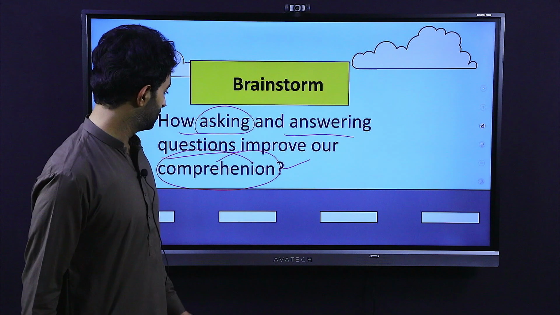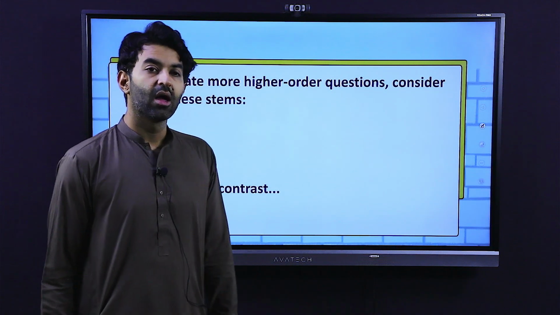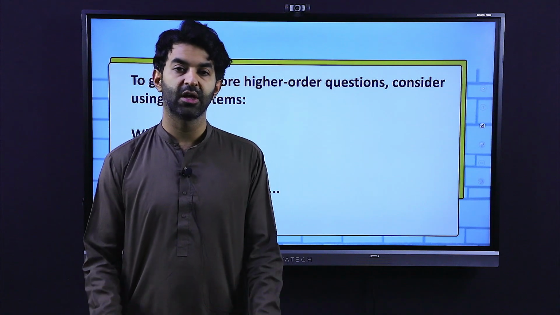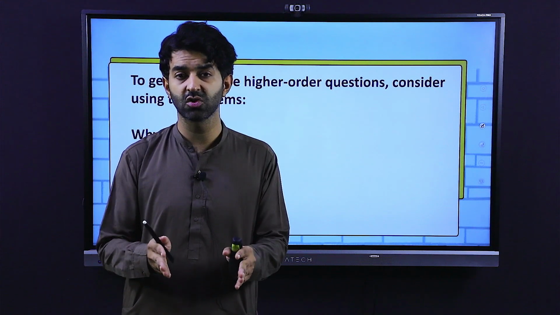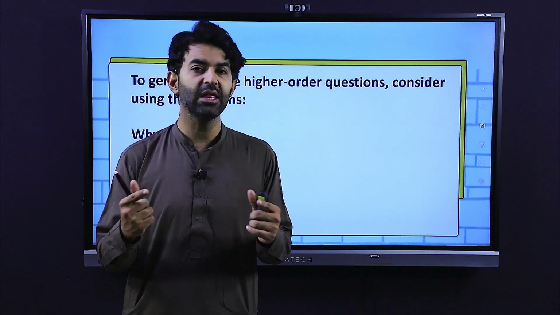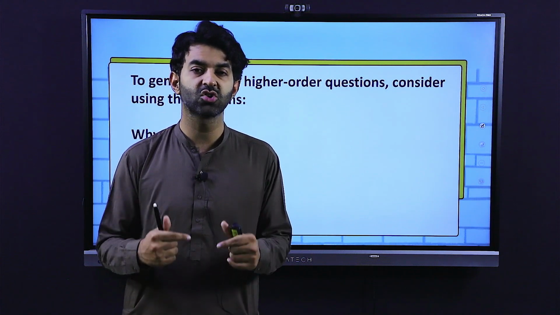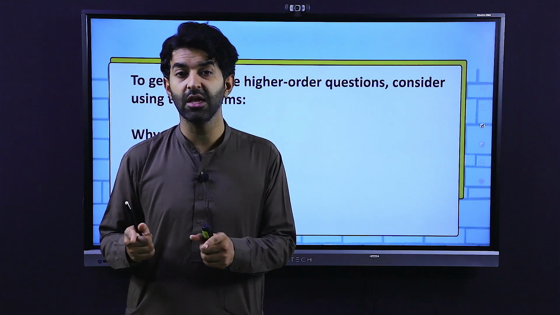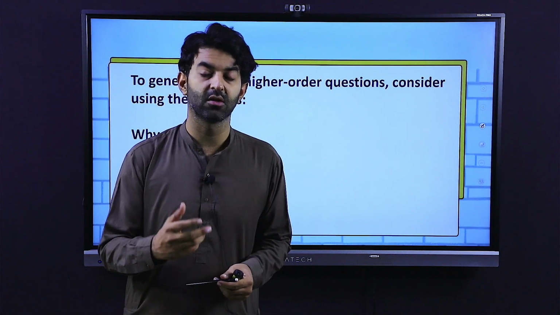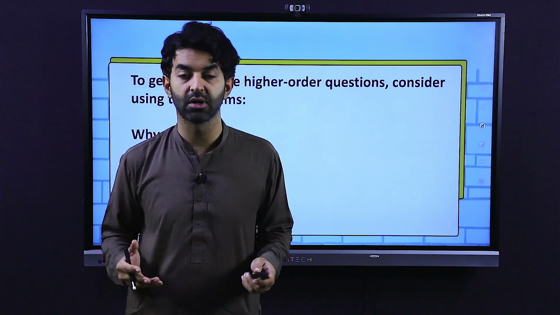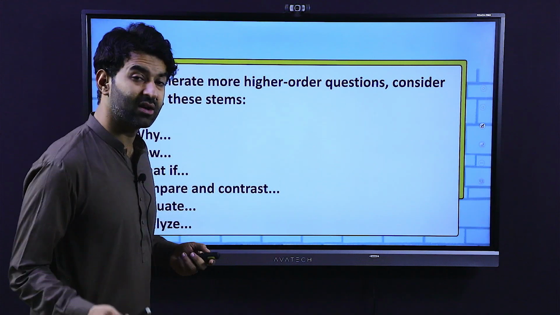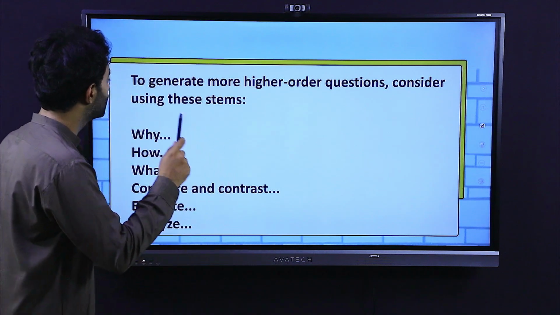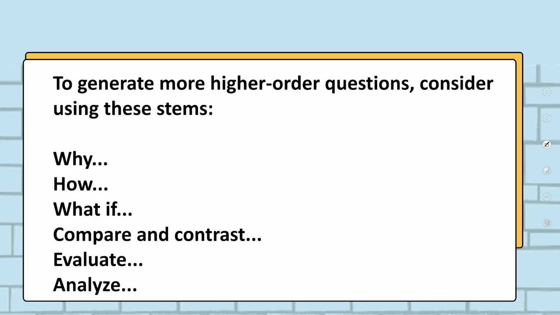Now, let's see how, after reading any kind of text, whether it's fiction, either it's a poem, a short story, a novella, a novel, or any kind of fictional text, any fantasy, any fictional novel, and when we are reading any non-fiction text in the form of articles, in the form of journal or any document, how we can read them and ask higher order questions, questions that usually begin with the interrogative words like why, followed by the whole question, how, what if, compare and contrast, evaluate and analyze.